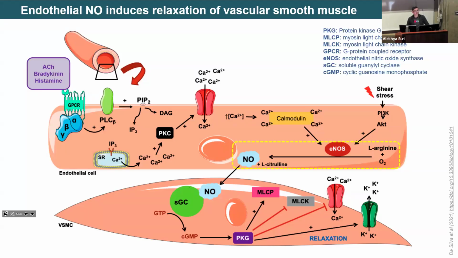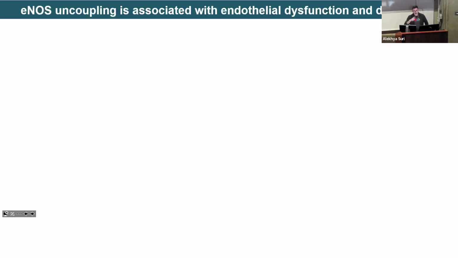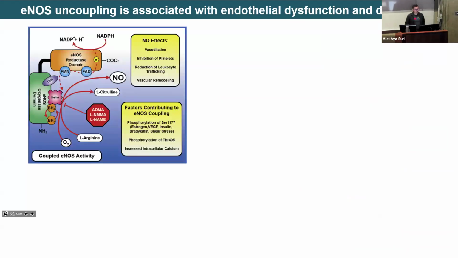Okay, so the eNOS, I mentioned earlier that eNOS needs to be coupled in order to produce nitric oxide. And under normal circumstances, that's the standard way that we find eNOS. But in pathological states, eNOS can actually become uncoupled, right? So in the healthy endothelium, the enzyme is coupled.